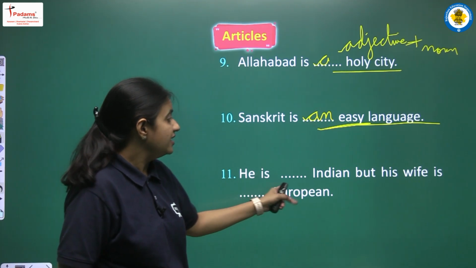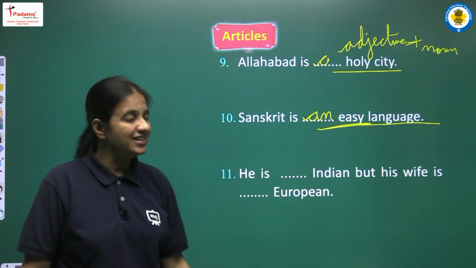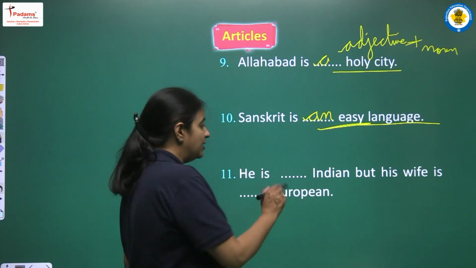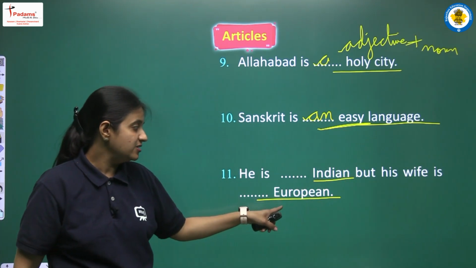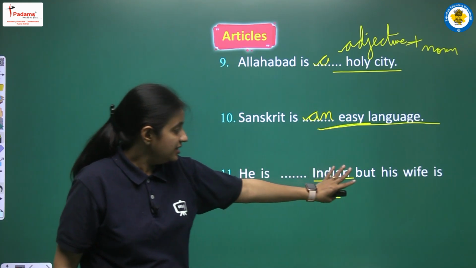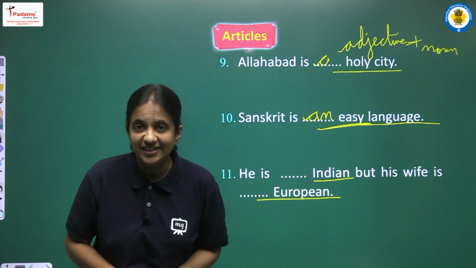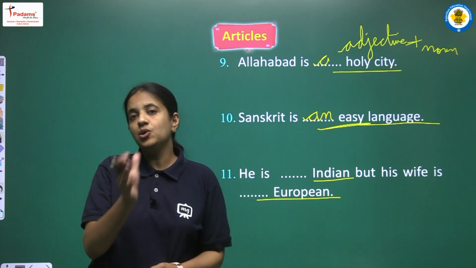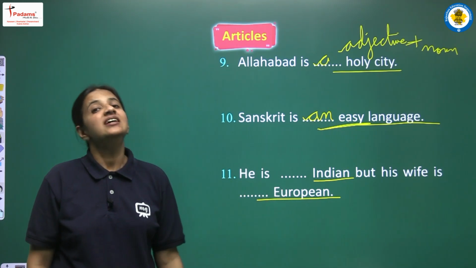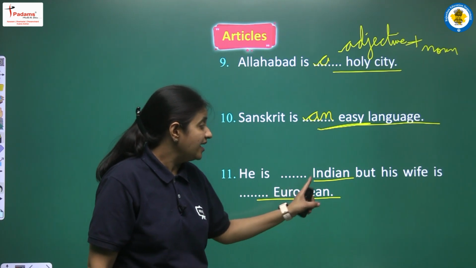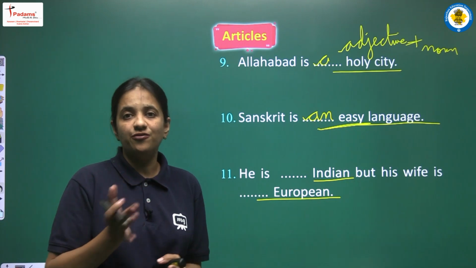Next, he is Indian but his wife is European. So here in this sentence we are having two blanks here. One blank is given to us before Indian, and the second blank is given to us before European, right? And we can say that Indian and European both are the words that are in the category of nationality expressing words, right? But what is the important thing that we are having in this sentence? The important thing we are having that these words are not in the form of a plural, but they are in the form of a singular.